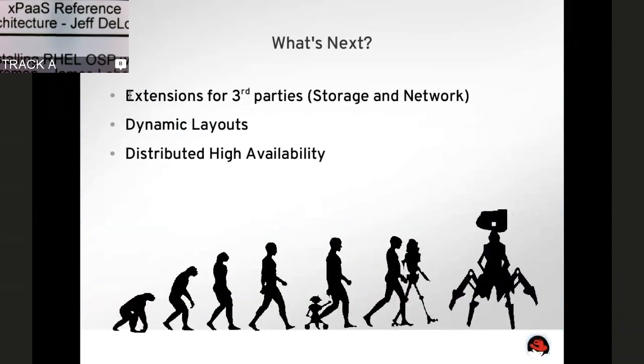So beyond those dates, what's next? Some of the things that we're working on are extensions for third parties. If, for example, a storage vendor such as NetApp or a network vendor such as Cisco wanted to include functionality from, let's say, a Neutron plugin, for say the N1KV from Cisco, we want to be able to include that inside of the orchestrated deployments of this.